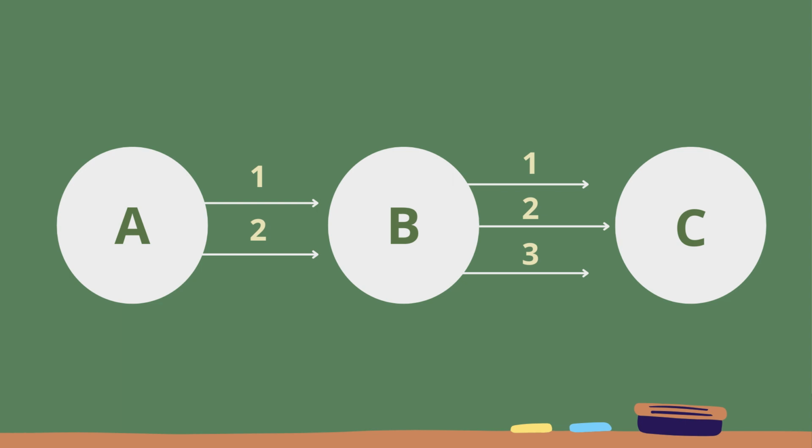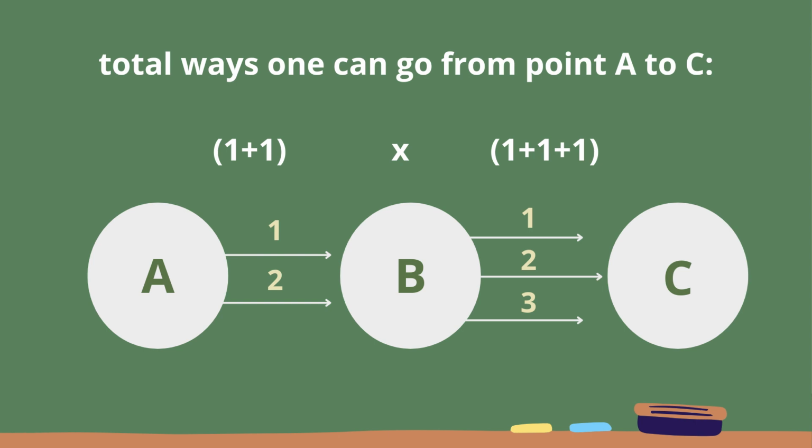And since we can't take both paths simultaneously, we add them together to count the total ways from A to B. So 1 plus 1 equals 2. Then, from point B to point C, there are 3 paths to choose from. Again, because we can't take all these paths simultaneously, we add them up. 1 plus 1 plus 1 equals 3. But we're not done yet.